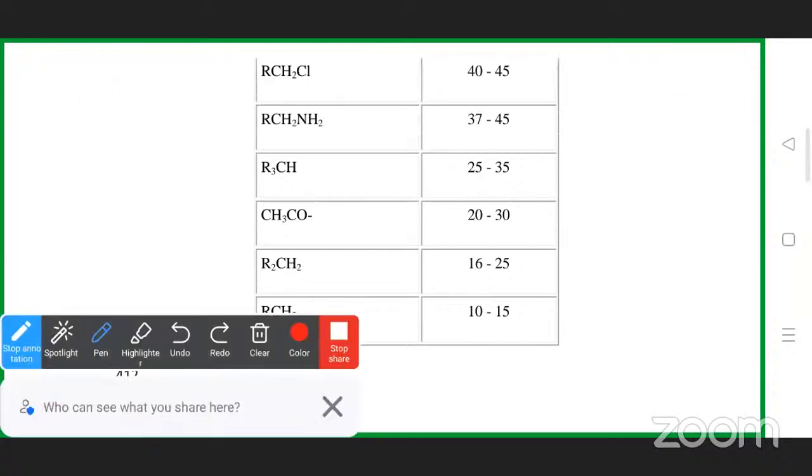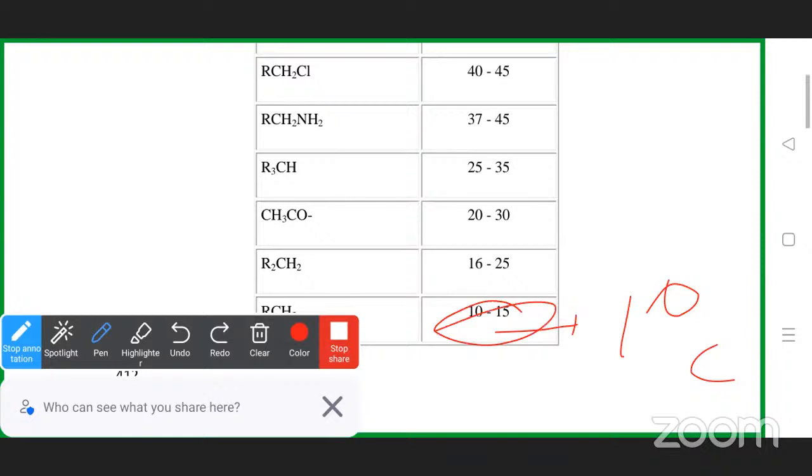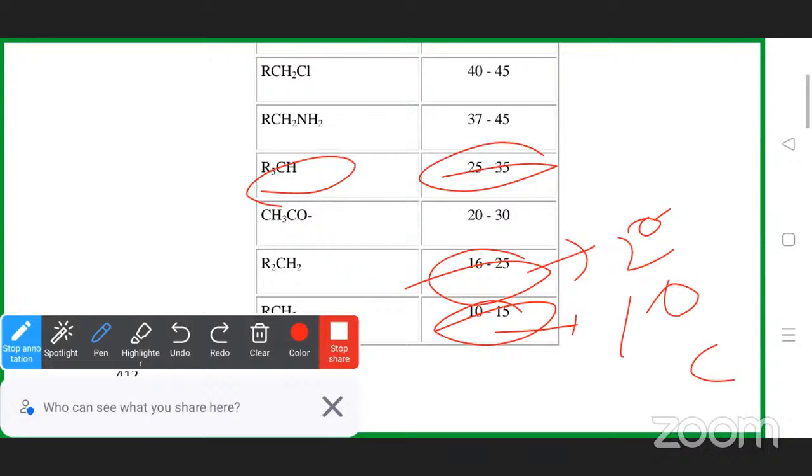Primary carbon appears in the range of 10 to 15. And this is your secondary carbon. The secondary carbon appears in the range of 16 to 25. And a tertiary carbon appears in the range of 25 to 35 here.